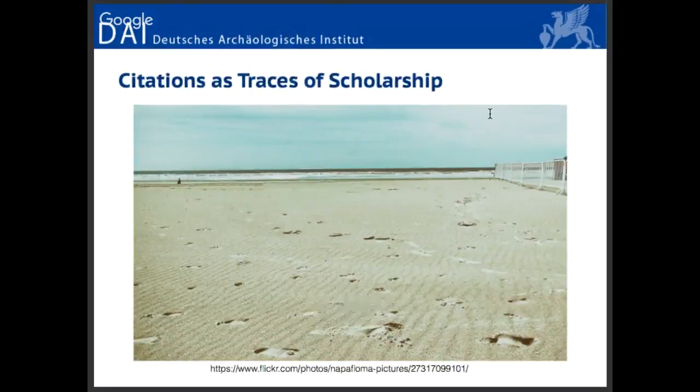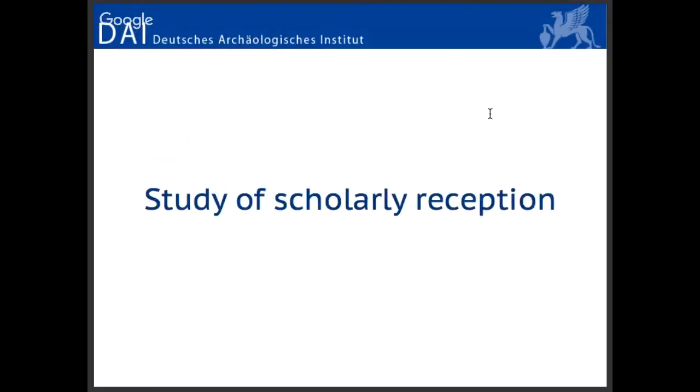One of the possible uses of canonical references is to take them as traces of scholarly reception. Every time a scholar cites a text, they are using it. At the most general level, we can say it's a sign of using that text. Since, as I said at the beginning, these references haven't changed much in the last 200, 300 years, and they also work across languages, this means that we can use them to study scholarly reception across time and languages.